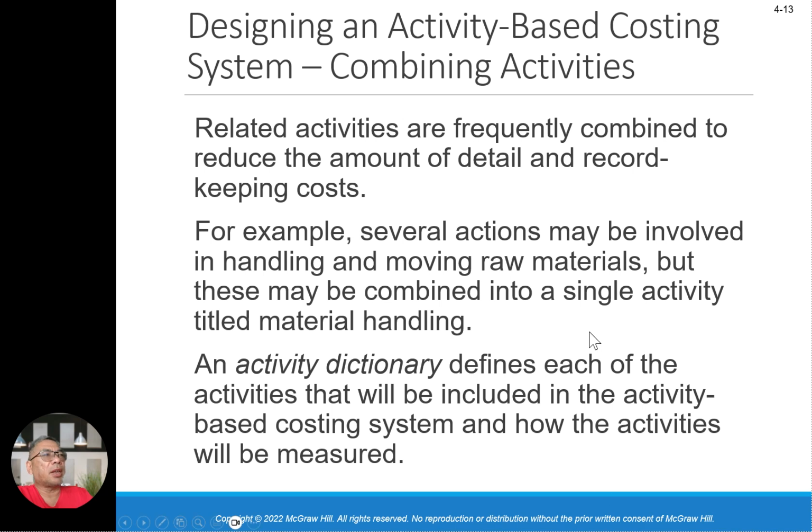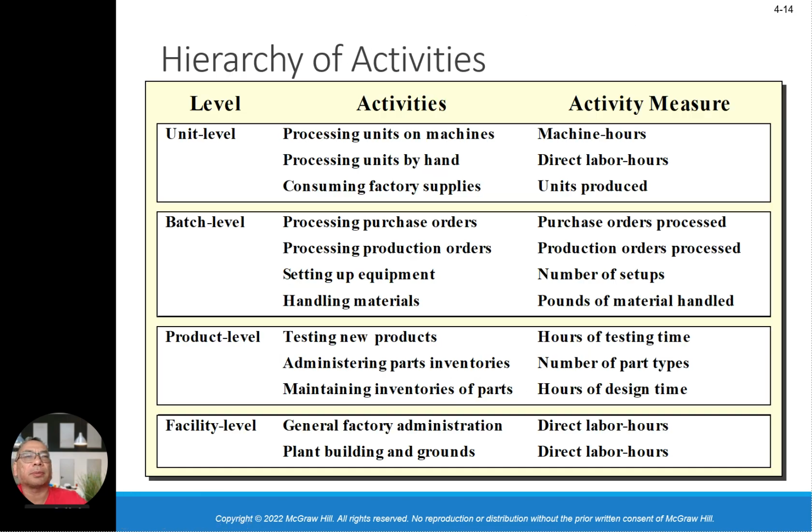An activity dictionary defines each of the activities that will be included in the activity-based costing system and how each activity will be measured. What are the levels? At the unit level, processing units by machine will be machine hours. Processing units by hand will be direct labor hours. Okay, if you make noodles with a machine, for example, it's going to be machine hours. Units by hand, direct labor hours. Consuming factory supplies will be based on units produced. This is based on the unit level.